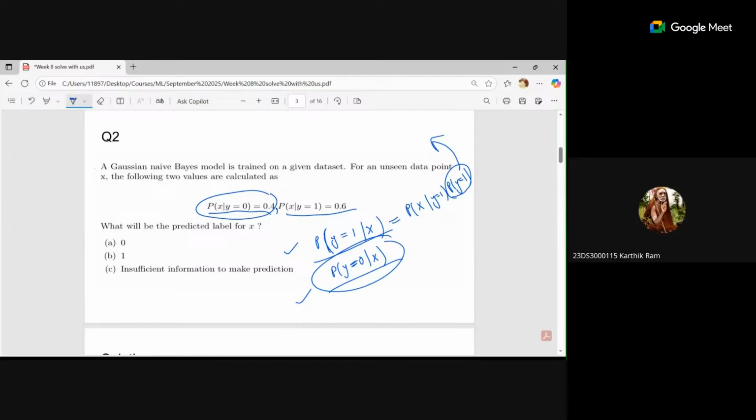What do you mean by uneven data point here? Where is it written? Sorry, not uneven, unseen. For an unseen data point x. Oh, okay. Got it.